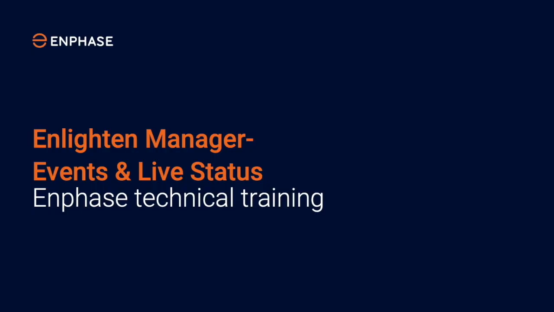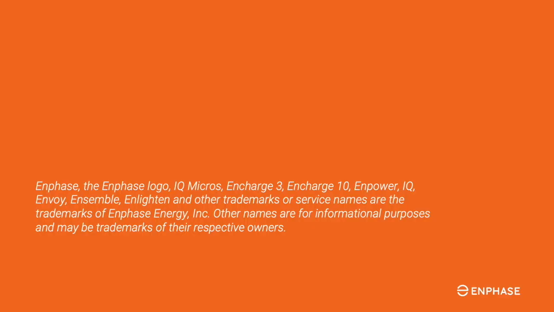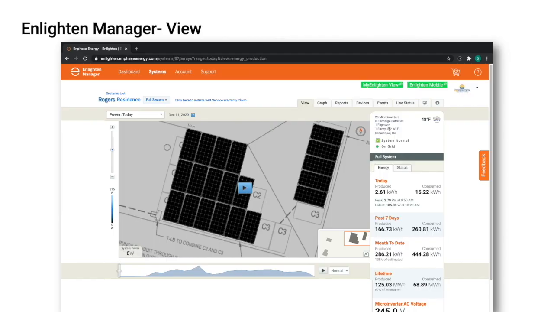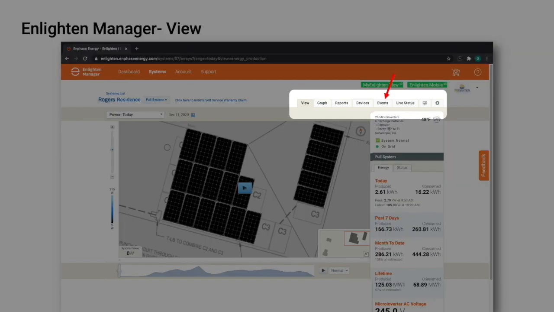In the following Enlighten Manager lesson, we'll review Events and Live Status tabs. In the following, we'll review Events. Continuing from the previous lesson, we have now returned to a full system view showing power today. Let's take a look at the Events tab.